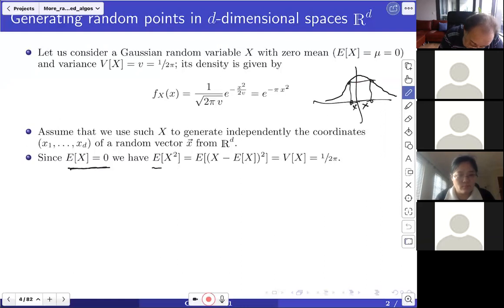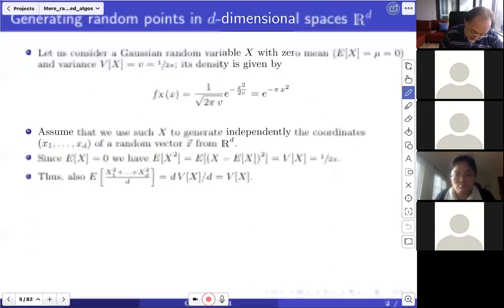So the expected value of x squared is the same as the expected value of (x minus E of x) squared, because E of x is just 0. So E of x squared is the expected value of this difference squared, but this is precisely the variance of x, which is 1 over 2 pi, right?